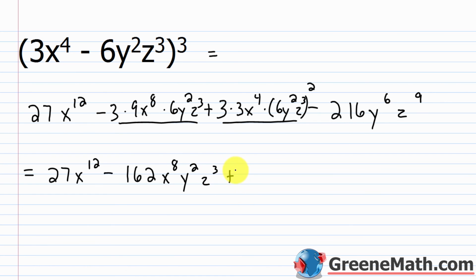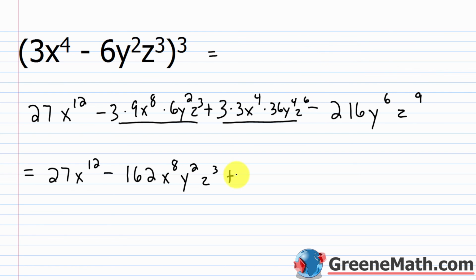Then you have a plus. You have 3 times 3x to the 4th power times, and then this whole thing is squared, 6y squared z cubed. So if 6 was squared, you would have 36. Y squared squared is y to the 4th power. Z cubed squared is z to the 6th power. So let's write that in there. This is times 36, y to the 4th, z to the 6th.